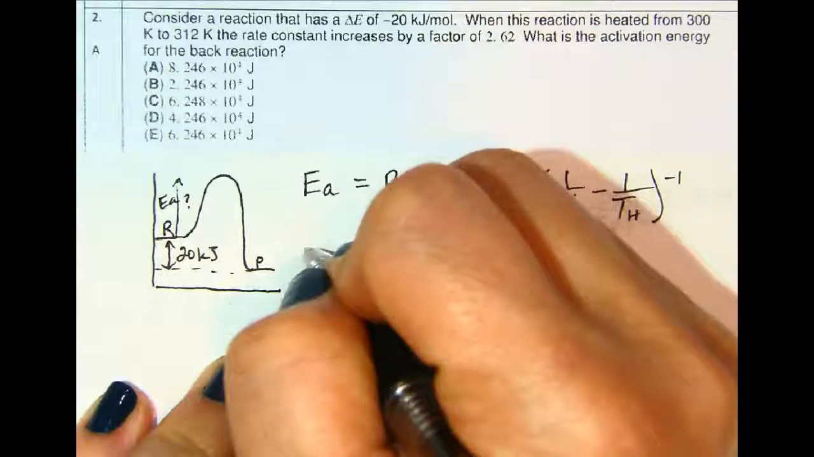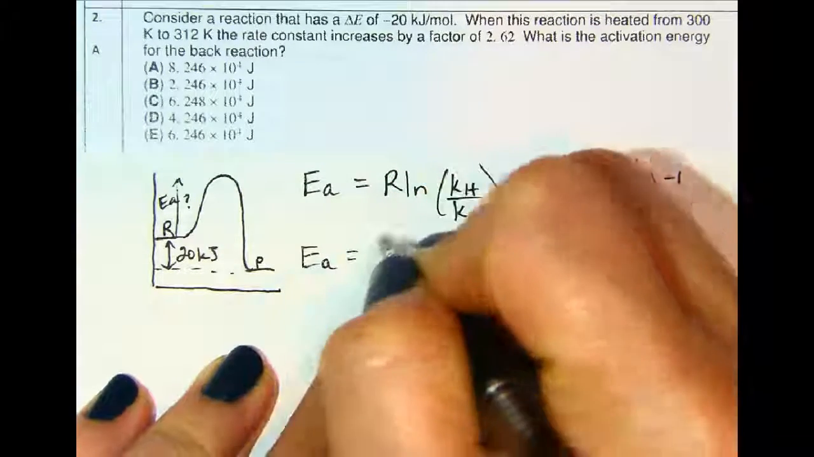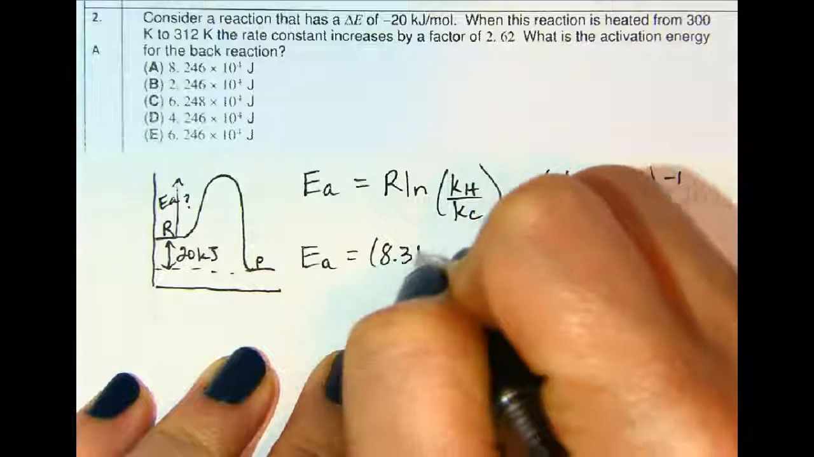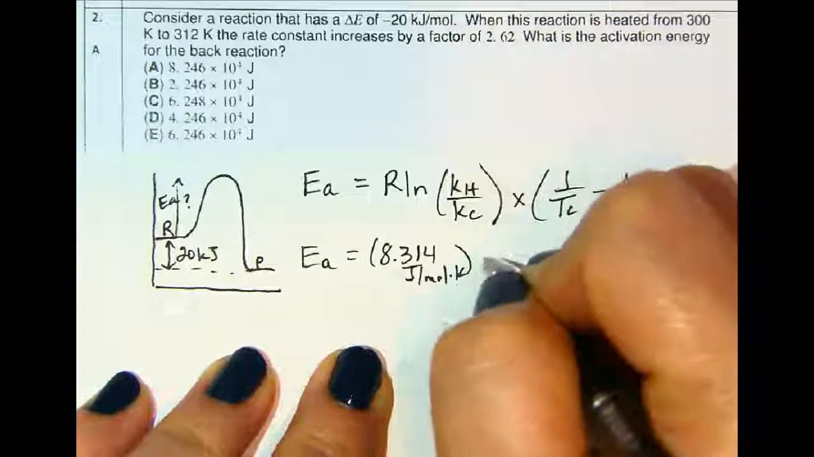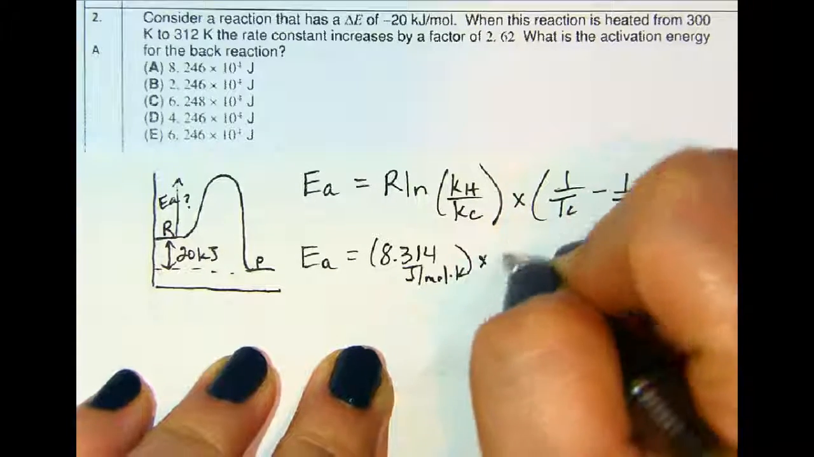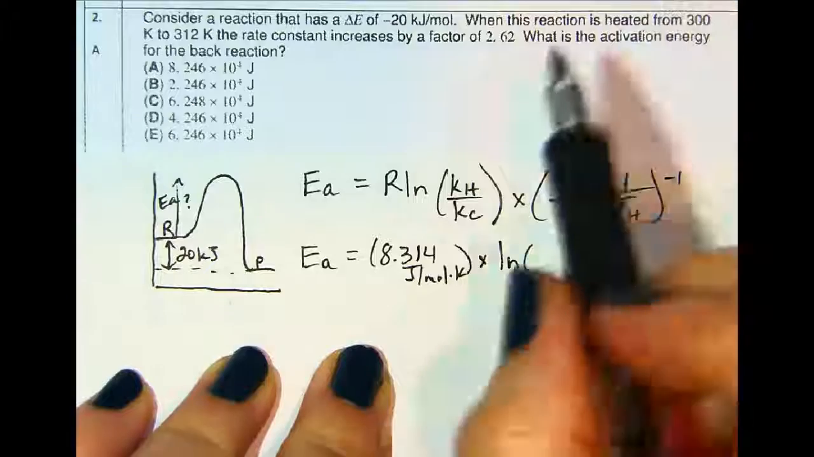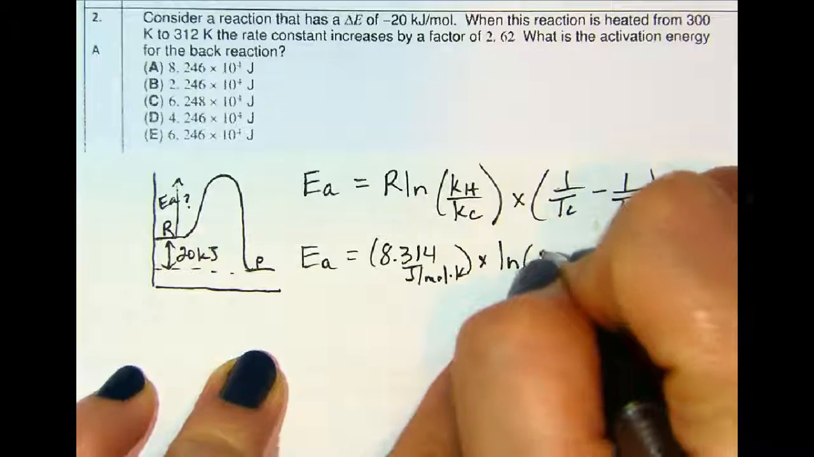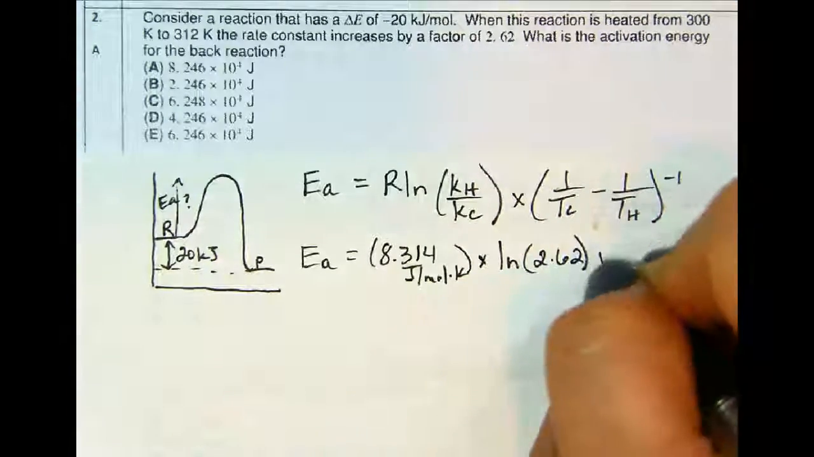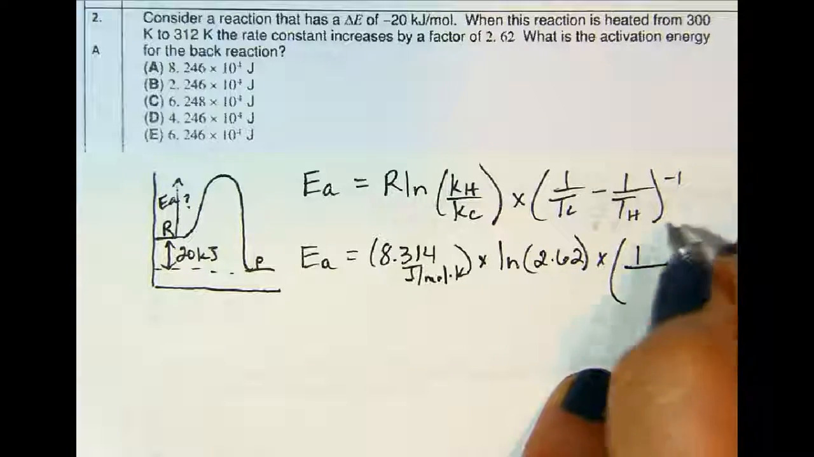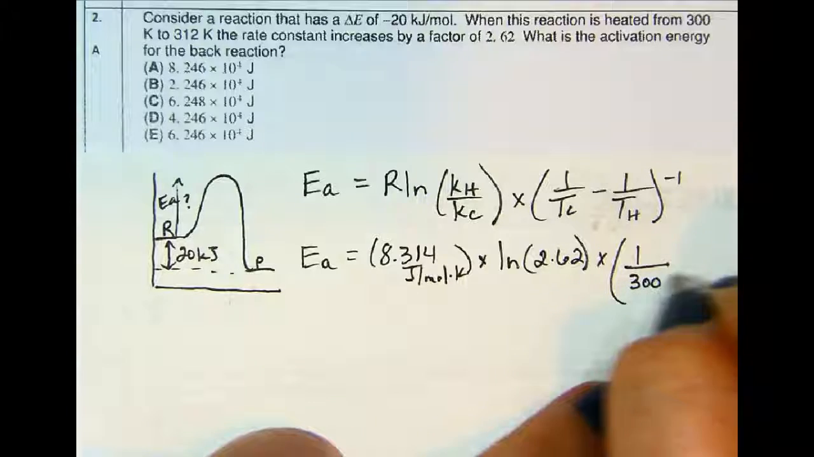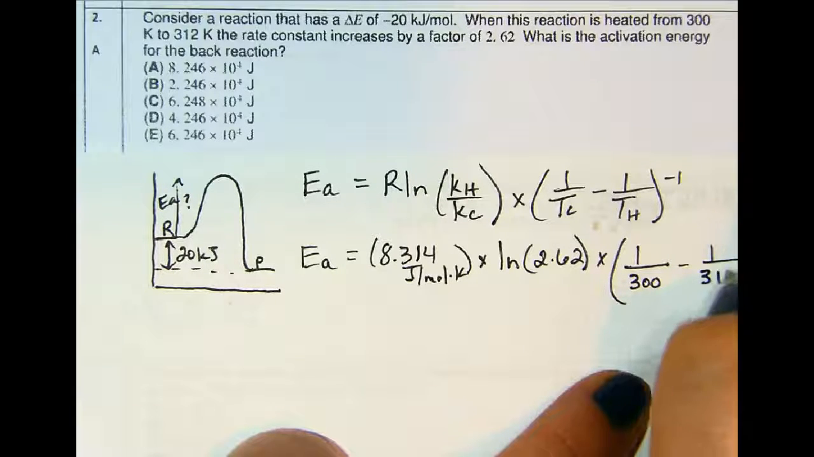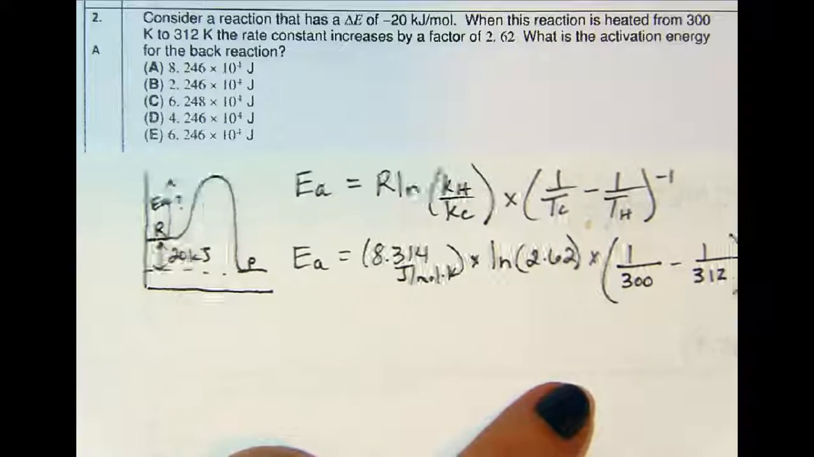So when we plug in what we know, the activation energy equals 8.314, remember this is joules per mole Kelvin, times the natural log of the ratio, which is 2.62, times 1 over the colder temperature, which is 300 Kelvin, minus 1 over the hotter temperature, which is 312 Kelvin. All this raised to the negative 1.